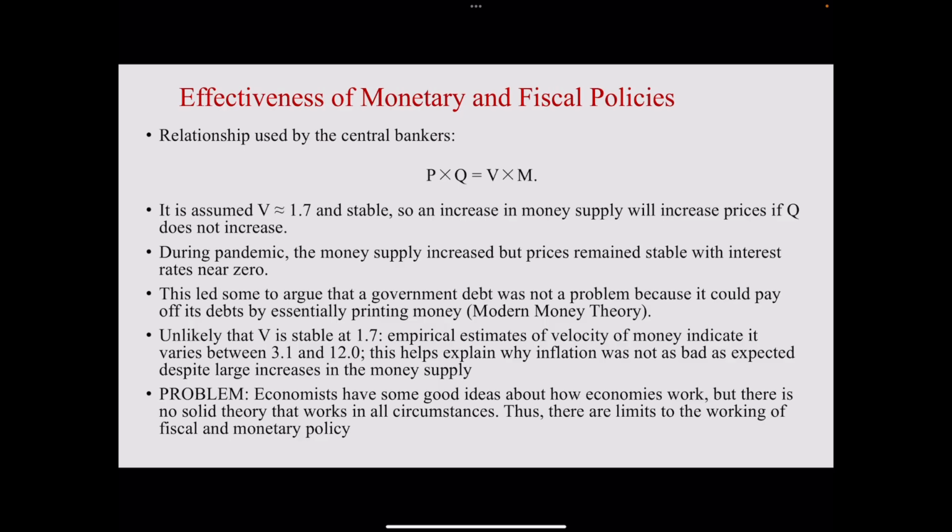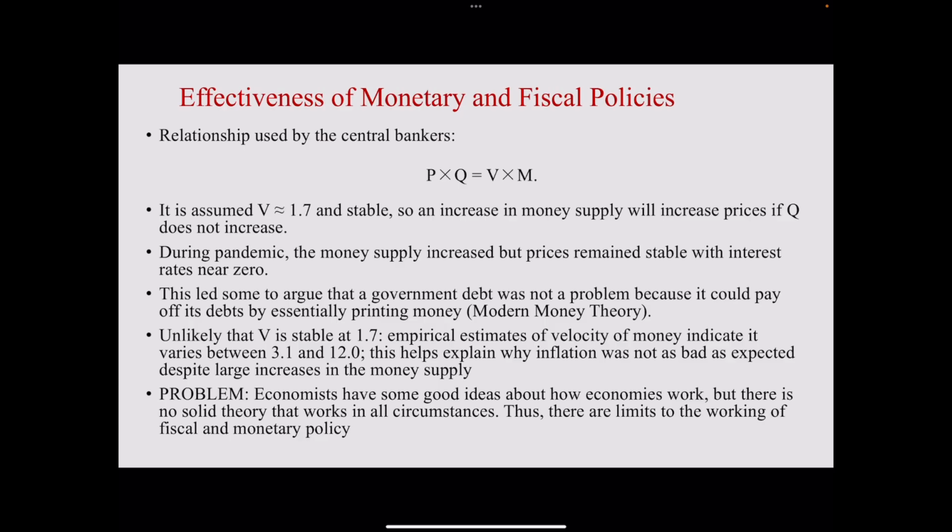Now, it is assumed that the velocity of money is about 1.7 and that it is stable. So in other words, if we have $100 in circulation, about $170 is being spent during that period of time. So an increase in the money supply will increase prices if Q does not increase.